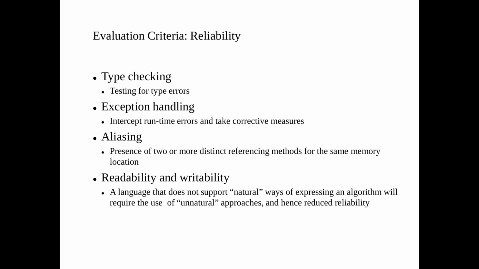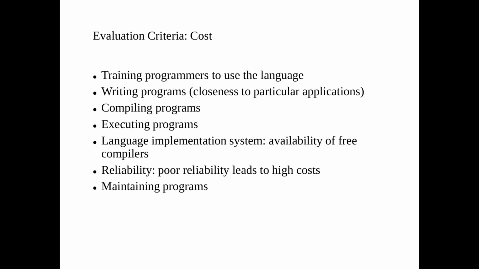Without having to go into weird workarounds, or what they would call an unnatural approach to the language, to solving the problem, right? And then finally get into the cost, right? This is what the cost basically breaks down into: the time it takes to train programmers to use the language, the time it takes to write the programs, the time it takes to compile, the time it takes to execute, and then the actual cost. So time all transfers into money, and then the actual cost of the language system, which we will talk about down the road here.